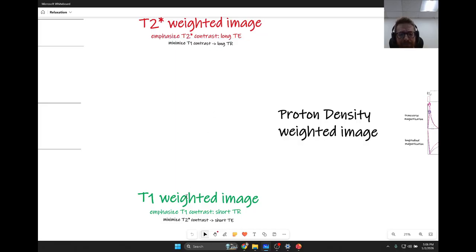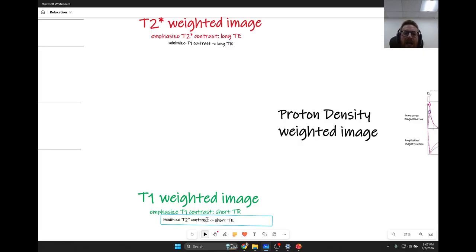Similarly, for a T1 weighted image, we're going to want to minimize T2 star contrast. How do we generate T2 star contrast? We use that long TE relative to where signal is maximized. So if we want to minimize T2 star contrast, we're going to want a short TE. So that's how you can figure out that T2 star weighted images have long TR and T1 weighted images have a short TE, right? Because we're just trying to minimize the other kind of contrast.